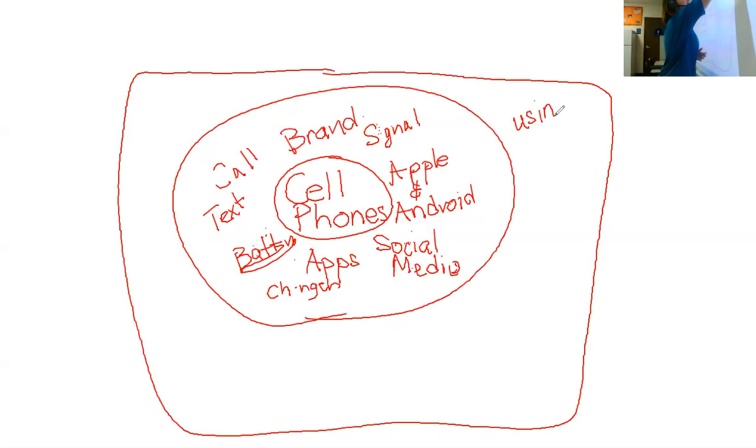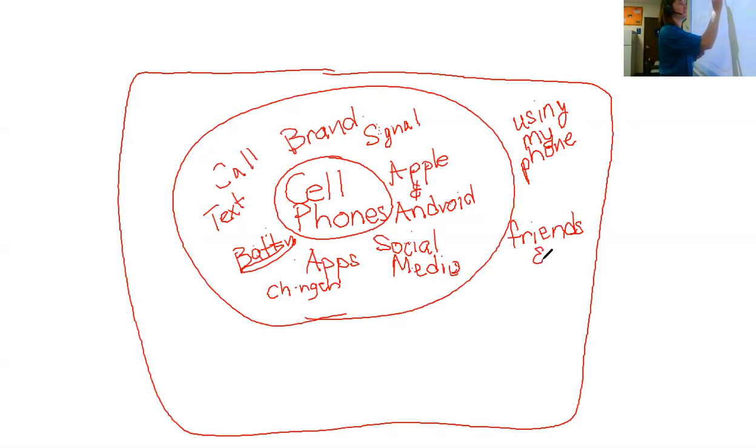Using my phone. Some of this information I may have gotten from friends and family because I've seen the things they've done. I've seen my friends' iPhones and how awesome they are. So friends and family helped give me some of the ideas.